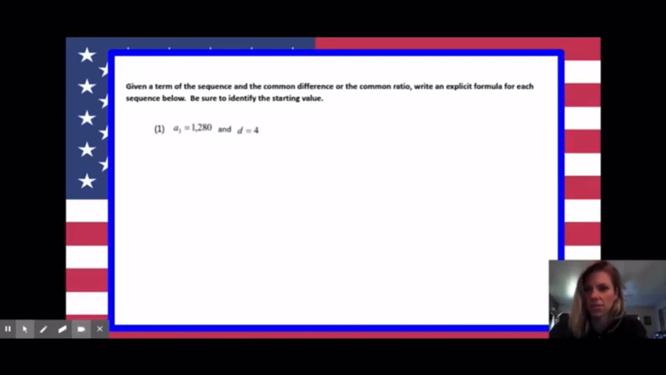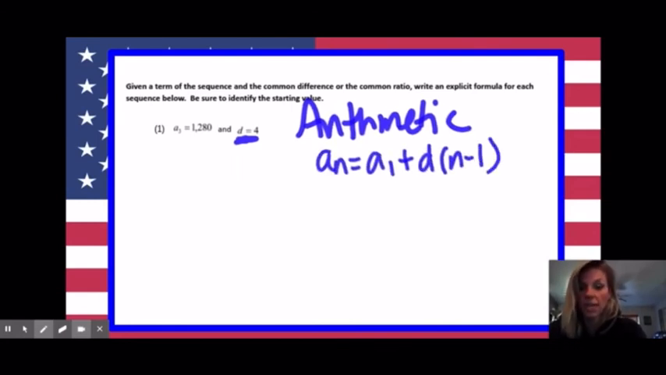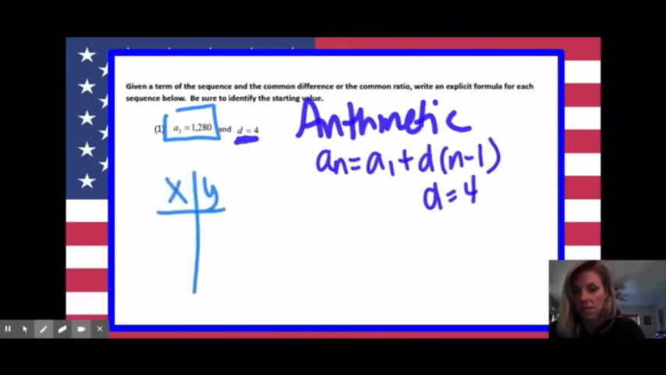I'm not sure. It says, given a term of the sequence and the common difference or ratio, write a formula for each. Be sure to identify the starting value. So this gave me a d. If it gives me a d, it's arithmetic. If it's arithmetic, our formula is a sub n equals a sub 1 plus d times n minus 1. Well, they gave me a piece of it. They gave me d equals 4. But they told me a sub 3 is 1,280. So that means my third term is 1,280.